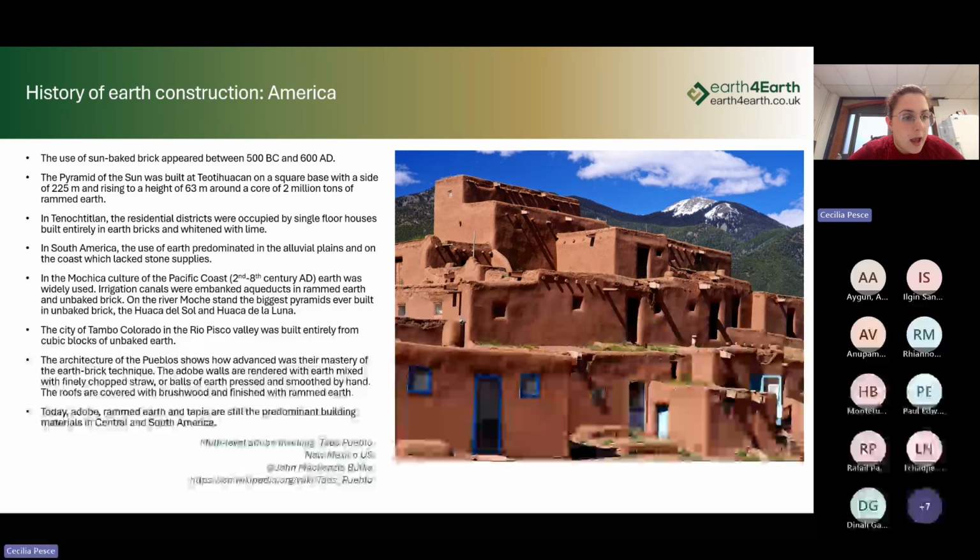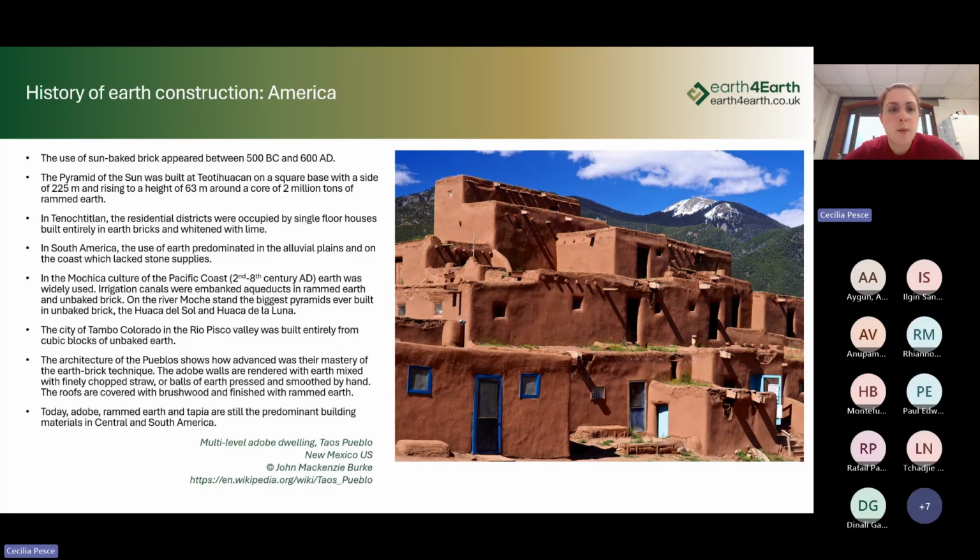And then a big example in America is the architecture of the pueblos. They definitely mastered the technique of the earth brick. So they would build the walls in earth brick and then render the walls with earth mixed with finely chopped straw. Or they would make balls of earth and press and smooth them by hand. And the roofs were covered with brushwood and finished with rammed earth.